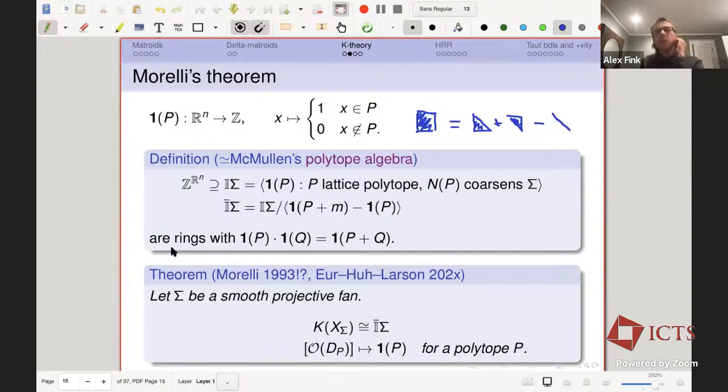I take this group of indicator functions. I also quotient it by relations that correspond to translation. That is the thing I've called Ī(σ). That's a group. It inherits a ring structure through Minkowski sum. And that ring, it turns out, is the K-theory ring of the toric variety. The polytopes that I was giving in my example are isomorphic with the classes of the corresponding line bundles under this isomorphism. So if you're used to working with polytopes, Minkowski sums, subdivisions like this, you've been working in toric K-theory all along.